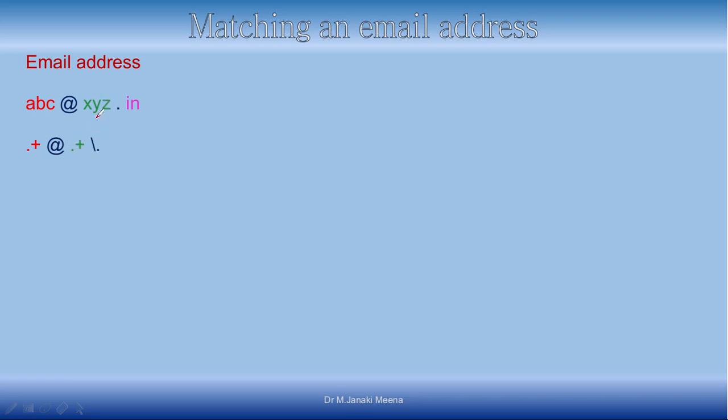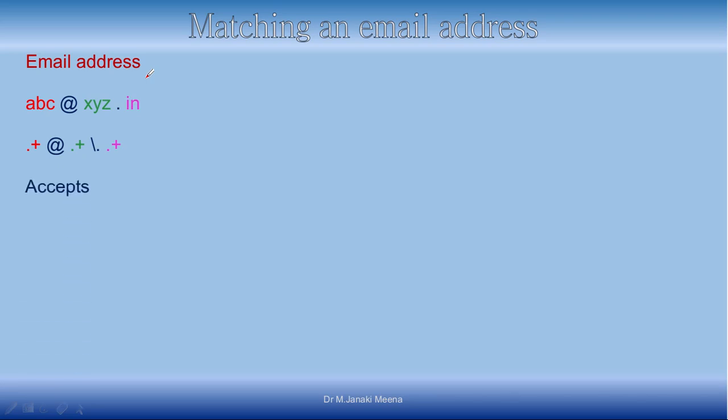I have just given the matching color, you can just observe it. So, this dot plus is going to match, this is given for having a domain name with at least one character. Then this backslash dot, because I want a dot as part of my string, so I have given backslash dot. Then I can give dot plus. Dot plus is for the country name.